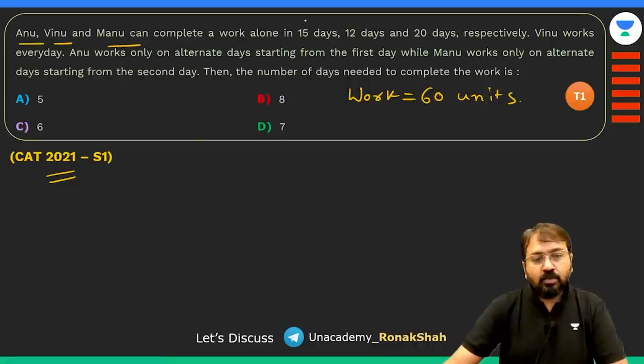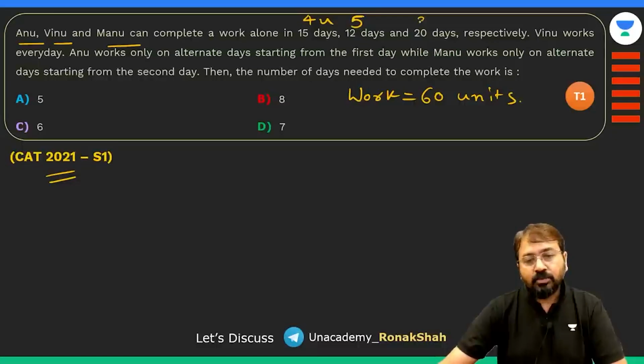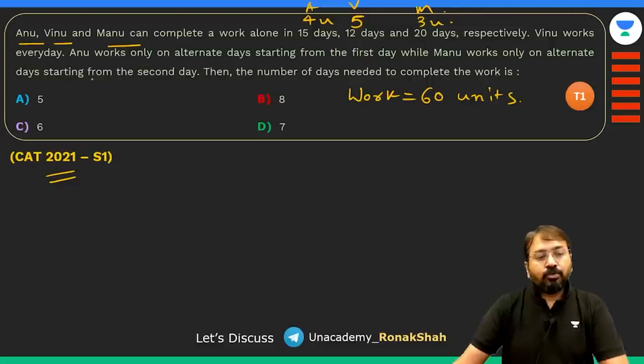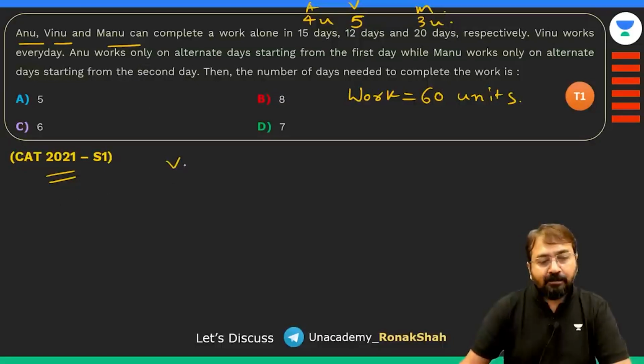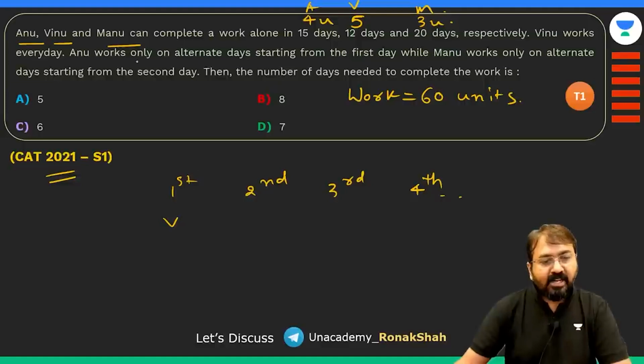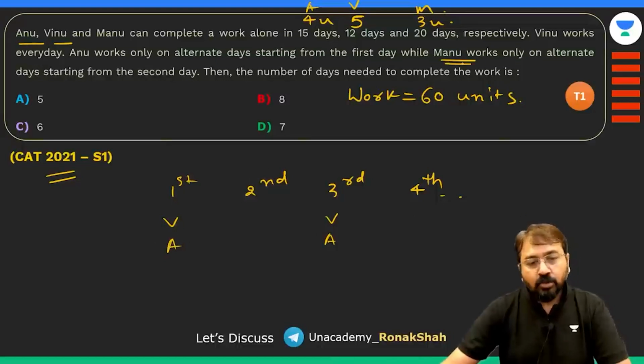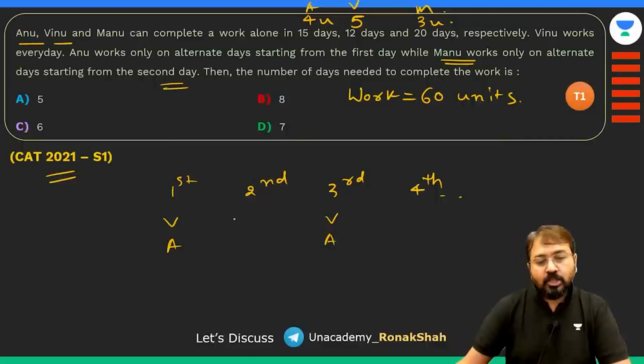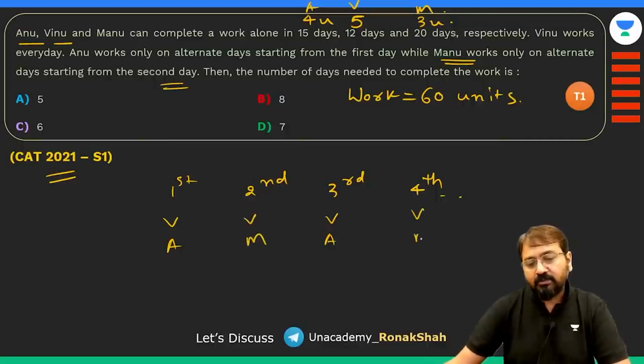So now we can say Anu completes 4 unit work per day, Vinu 5 unit work per day, and Manu 3 unit work per day. This is Anu, this is Vinu, this is Manu. Now Vinu works every day. First day, second day, third day, and so on and so forth. So we know Vinu is working on every day, right? And Anu works on alternate days, starting from the first day. So on the first day, Anu and Vinu would work. Third day, Anu and Vinu would work, and so on and so forth, right? While Manu works on alternate days starting from the second day. So on the second day, Vinu and Manu would work. Fourth day, Vinu and Manu would work, and so on and so forth.